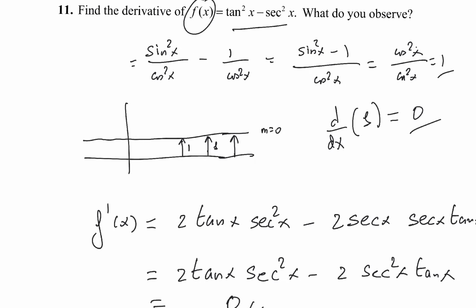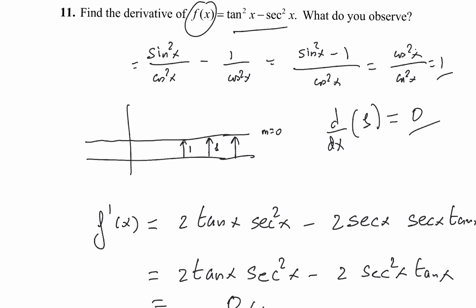What is the derivative of tangent square of x? It is 2 times tangent of x multiplied by the derivative of tangent of x. The derivative of tangent of x is secant square of x. What is the derivative of secant square of x? The derivative of secant square is 2 times secant of x multiplied by the derivative of secant of x. And the derivative of secant of x is secant tangent.